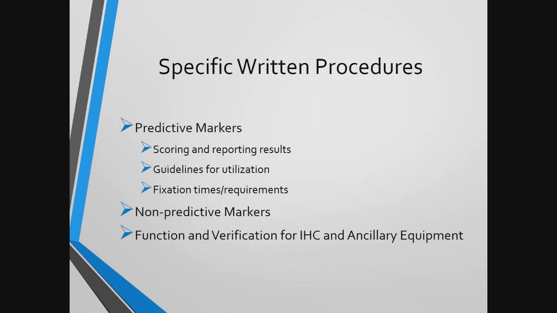So bottom line is that the specific policies and procedures that must be in place must include those for your predictive markers specific to many of the things we just talked about, but also to include items specific to predictive markers such as the scoring and reporting of results, guidelines for utilization, fixation requirements, and how you perform inter-observer variability. And then you must also have those policies and procedures that outline all of the non-predictive markers and then function and verification procedures for your IHC and ancillary equipment.